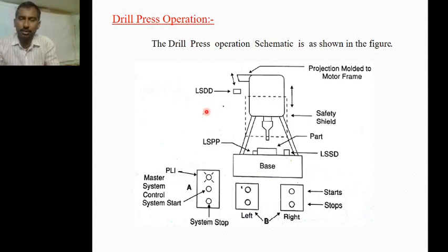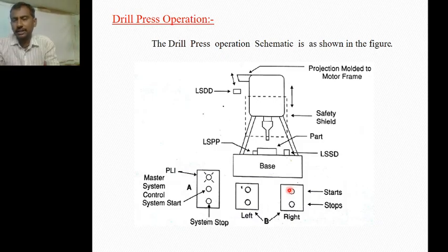So what is the procedure here? First we turn on the system start button, then the pilot light indicator will go on, and then we place a part on the base. Then one sensor will be activated. That sensor is nothing but limit switch part in place. And after placing the part on the base, we press the right start button and left start button.